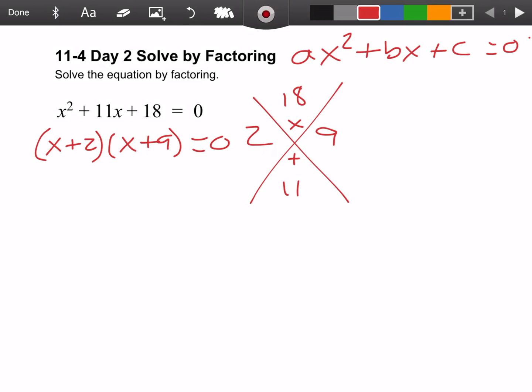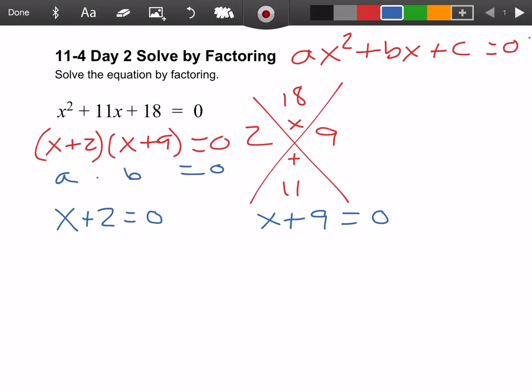So all we did in that step was we took it from standard form and we put it into factored form. And we put it into factored form because now this will be our zero product property. So a times b equals 0, right? So we have to find out what makes each one of these equal to 0 to find out where our x-intercepts are. So here we have x plus 2 equals 0, and we have x plus 9 equals 0.